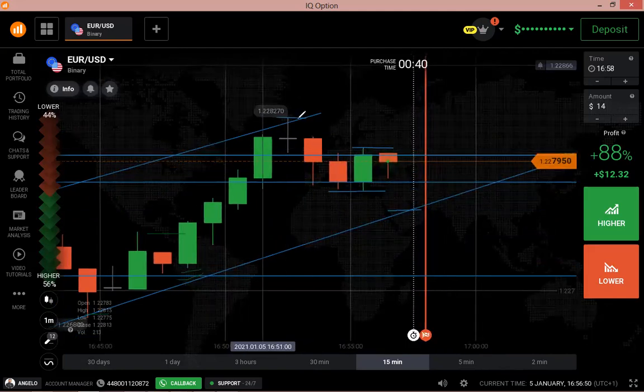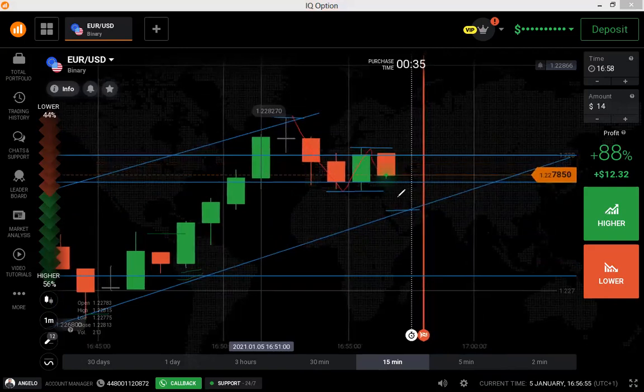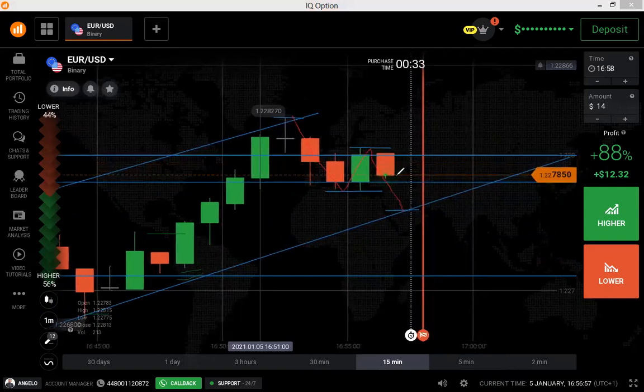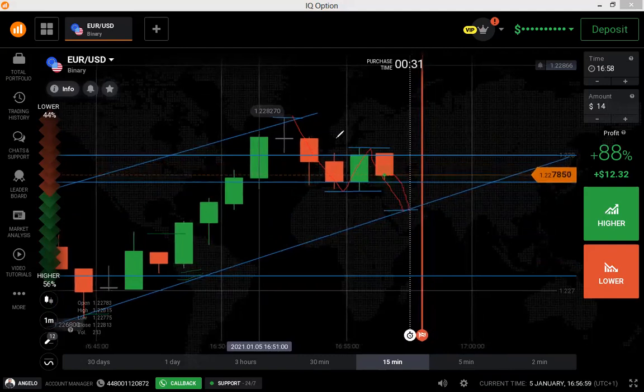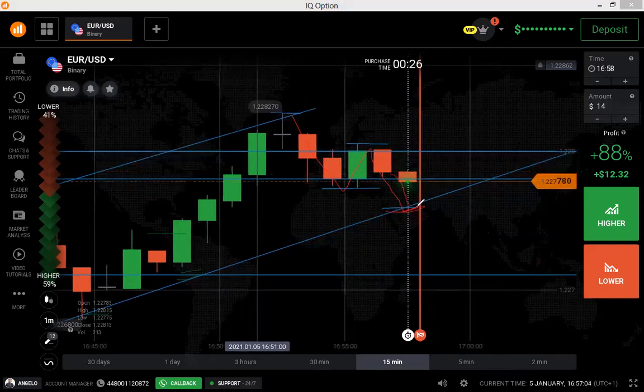So what are we seeing here? High, low. Lower high, lower low. So I think the sellers will still go more down. This is now the structure of the downtrend. And that is why the market is going to break this lower trend line.